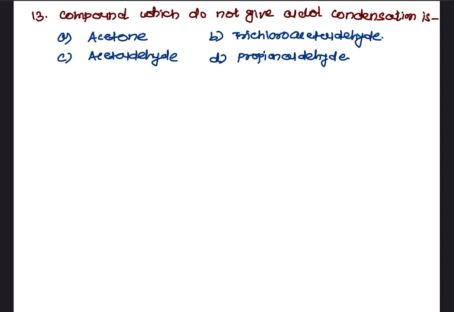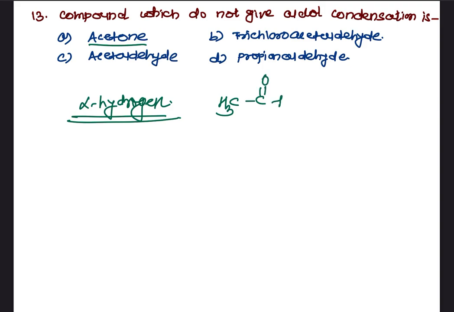Next, the compound which does not give aldol condensation is, what is the condition for aldol condensation? Aldehydes and ketones with alpha hydrogen atoms. Here the condition is alpha hydrogen. Acetone, with respect to this carbonyl group, here alpha hydrogen atoms are there. It gives B, trichloroacetaldehyde.